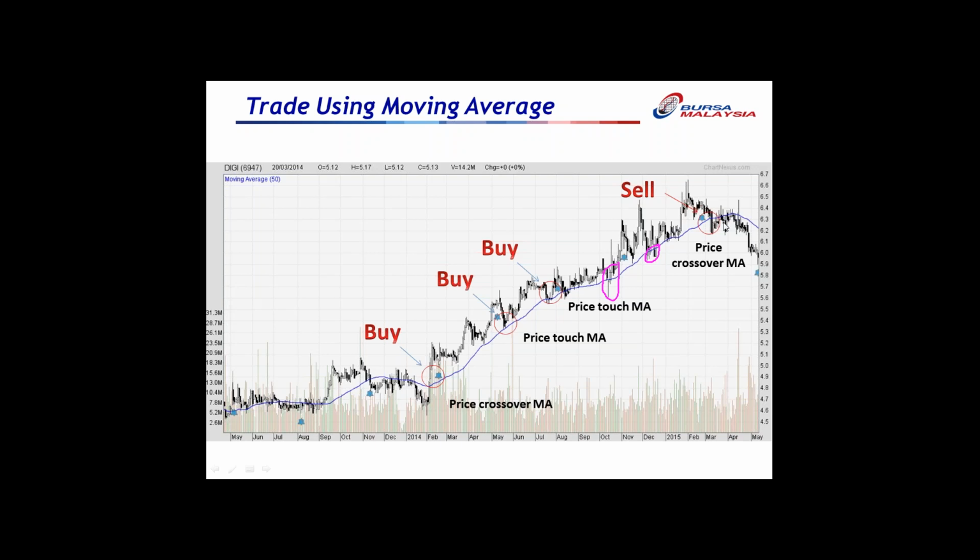It's up to you. So how do you trade? You just buy when the price is touching the support, the moving average, and rebounds. You can buy there. In this example, you buy here. Okay, when another bullish candle appears, then you probably buy somewhere here. And you buy when the price crosses above the average. So these are some simple strategies that traders use when it comes to the simple use of moving average as a trading strategy.